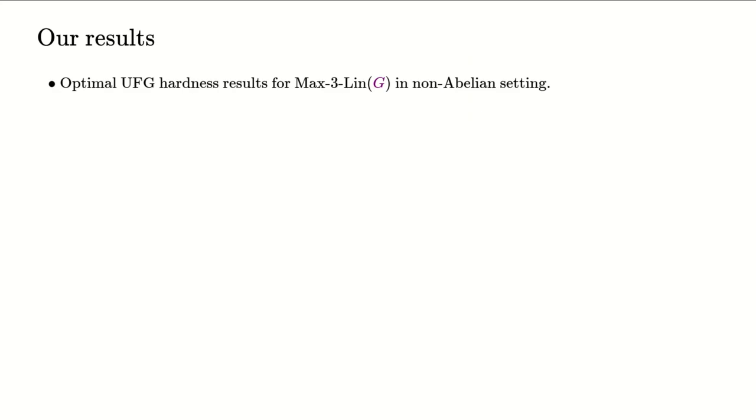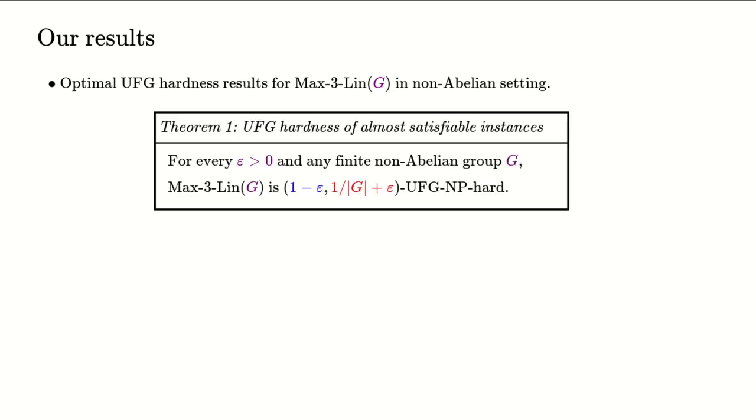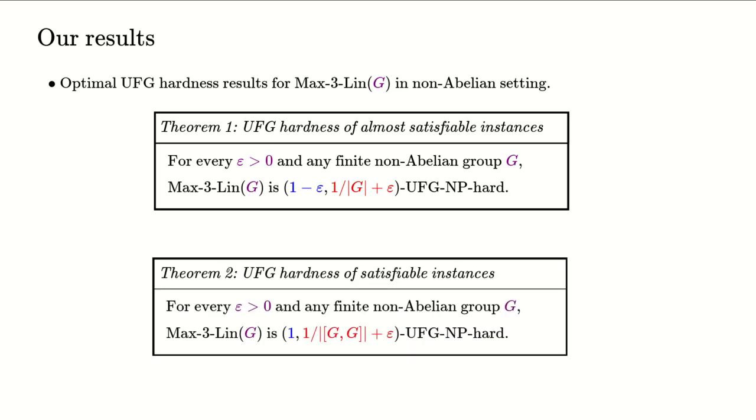We build on the previous results by giving optimal hardness results with universal factor graphs for Max-3-Lin in the non-abelian setting. In particular, we prove the following theorem, which gives universal factor graph hardness of almost satisfiable instances. For every epsilon and any finite non-abelian group G, Max-3-Lin over G is (1 minus epsilon, 1 divided by the size of G plus epsilon) UFG NP-hard. Furthermore, we also give a UFG hardness theorem for satisfiable instances with optimal soundness parameter.